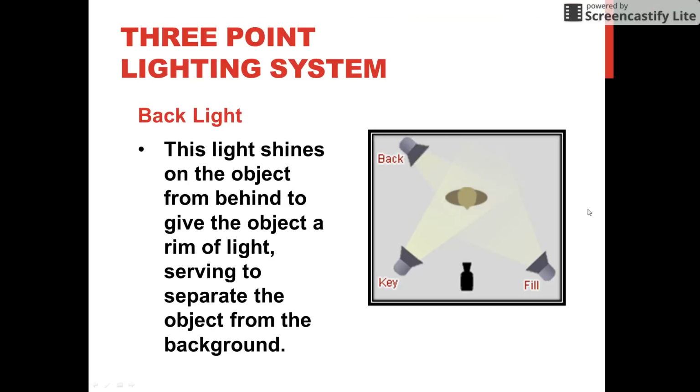And last but not least is the backlight. It is called this because the light shines from behind the object. Because it is positioned behind the object, it helps to create a rim of light around the object so it does not blend into the background.